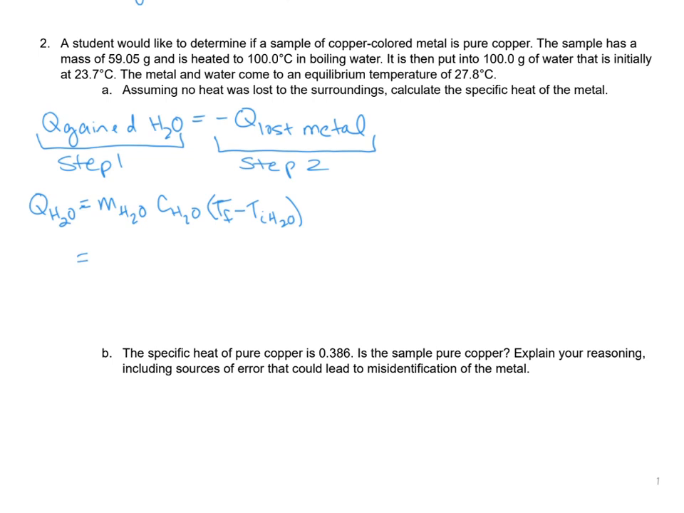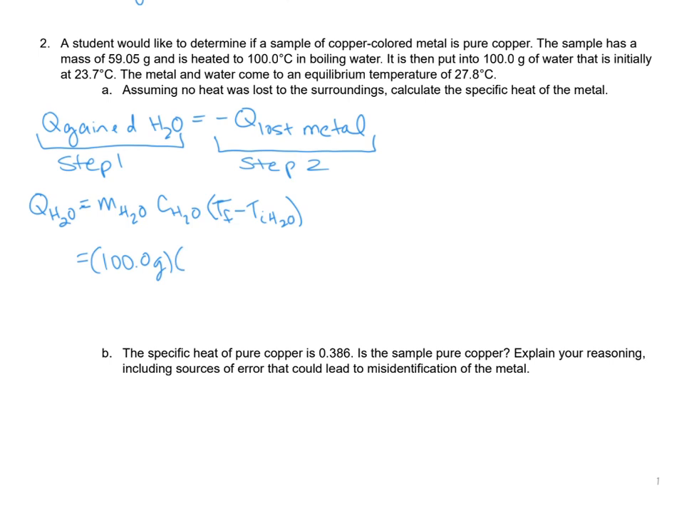So it says that we have our metal has a mass of 59.05 grams and it's heated to 100 degrees Celsius. And then it's put into 100 grams of water at 23.7 degrees Celsius. And they come to an equilibrium temperature of 27.8 degrees Celsius. So the mass of the water, it says 100 grams of water. So that's the mass of our water.